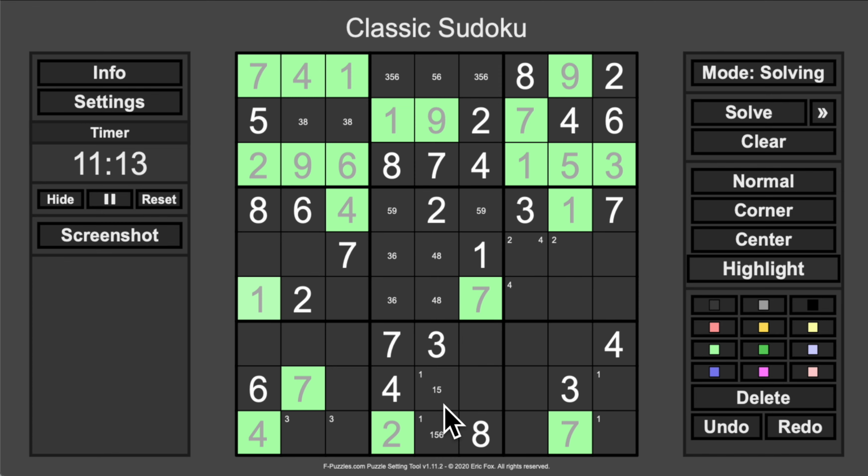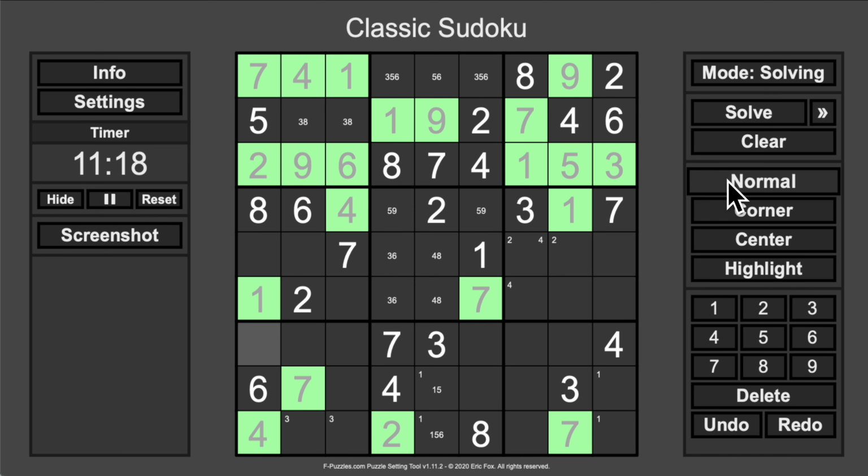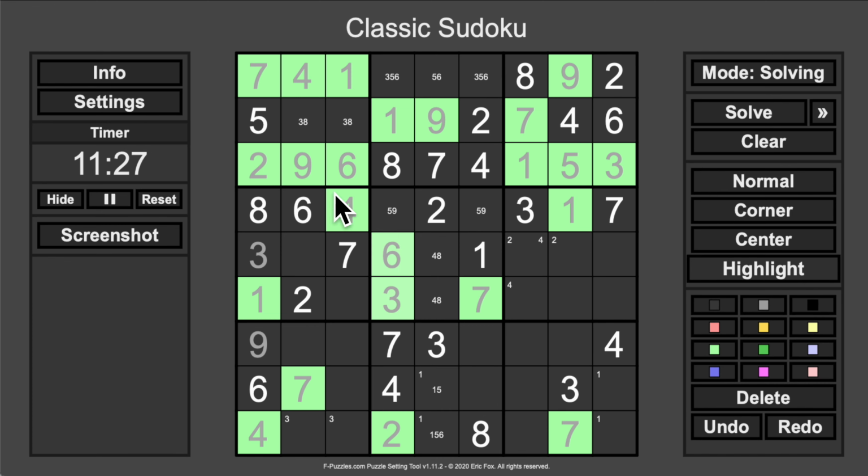Which I have 1, 2, 4, 5, 6, 7, 8. These are going to end up as 3, 9. I know that can't be a 3. So 9, 3, and that's going to tell me 6, 3. Okay, this 6, along with that 6, will tell me one of these two has to be a 6.